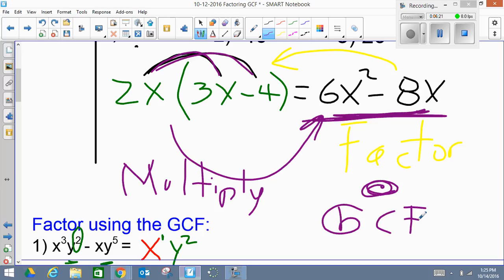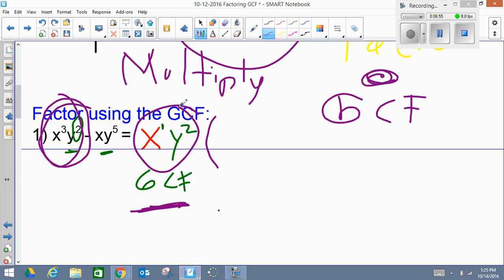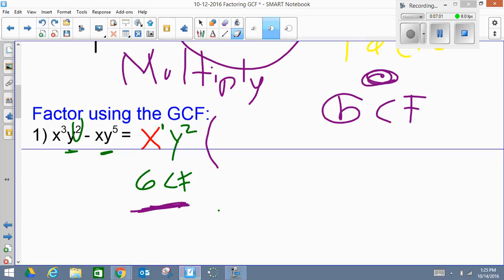Okay, so now the reason I went back to this is, if you have here at the bottom x cubed y squared minus xy fifth, now again we're factoring, so I'm doing a distributive property. So the first thing I do is I find my GCF. Between the x's is the x to the first, between the y's is y to the second, and now I open a parenthesis. The next step is take each term and divide it by my greatest common factor. So again, I gotta take each term and divide it by my common factor.